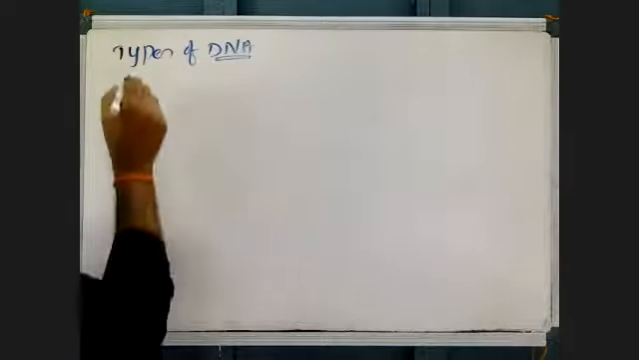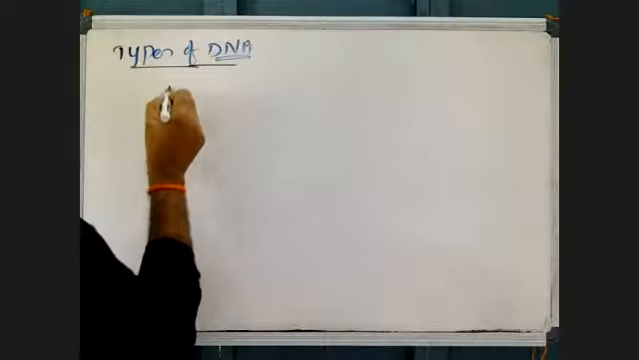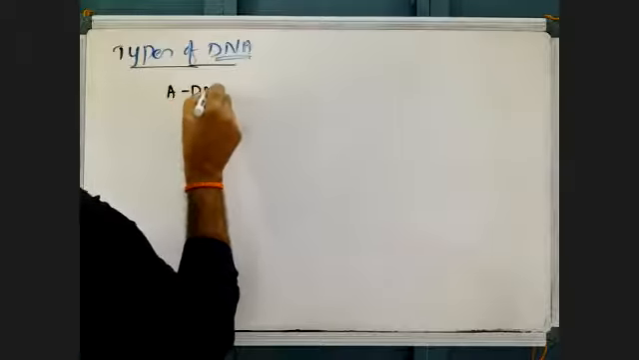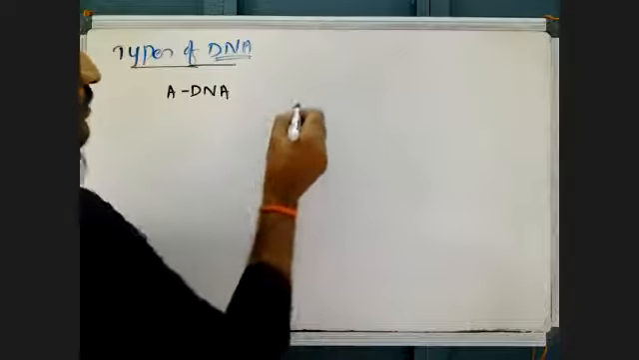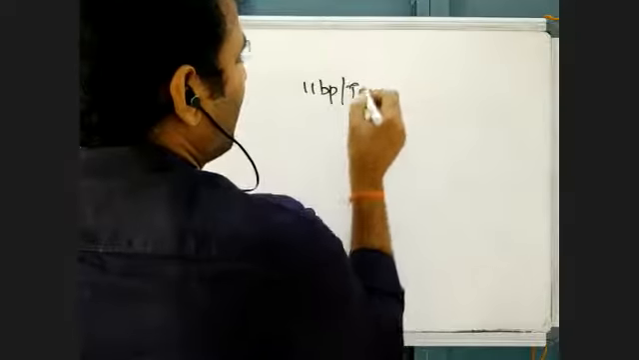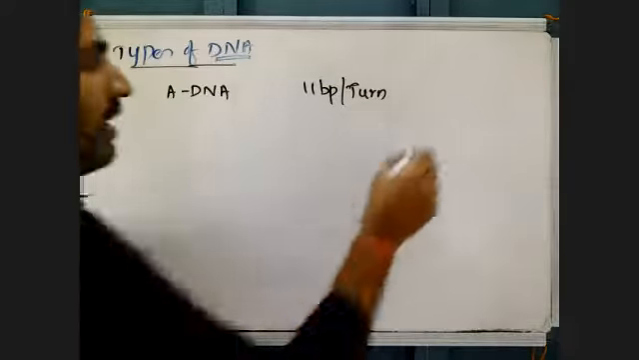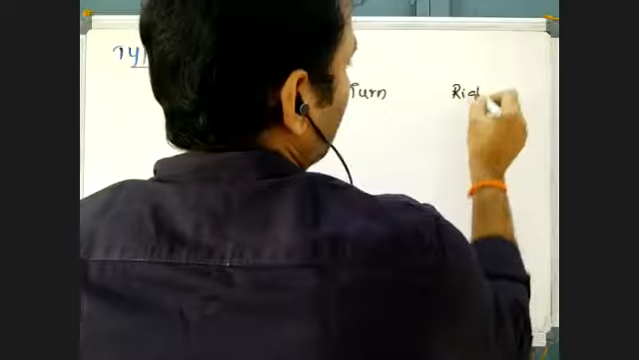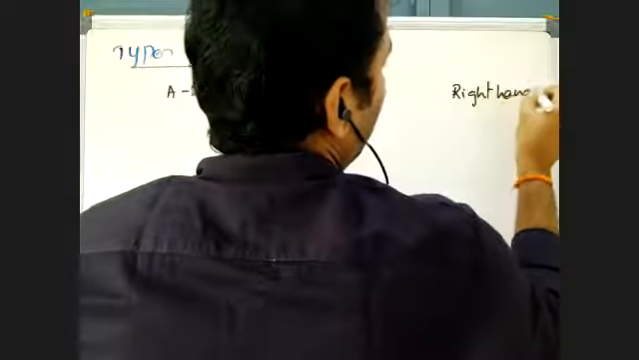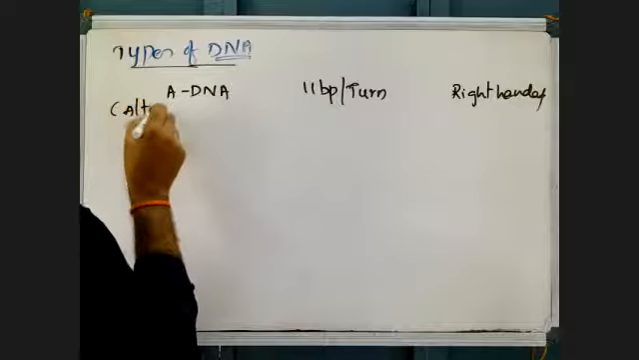Okay. Then see types of DNA. There are usually 5 types of DNA molecules. Here they are. aDNA is there, which has 11 base pairs per turn. Each turn has 11 base pairs, and it is a right-handed helical structure. It is right-handed DNA. A for alternate DNA.